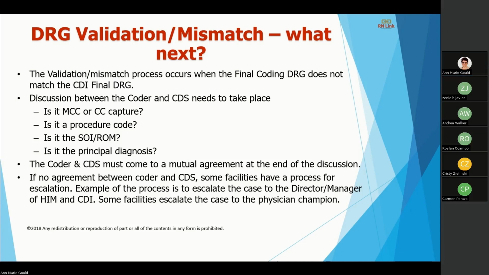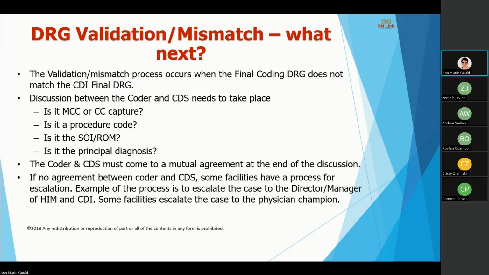Is it the SOI or ROM, severity of illness or risk of mortality data? Maybe they have an SOI of 3 on the case and we only have a 2. So what did we miss? Maybe we missed capturing a secondary diagnosis to up that SOI data point. Or is it the principal diagnosis? That can change too. So these are some of the items that you may see where there is a DRG mismatch or validation between the coder and the CDS.